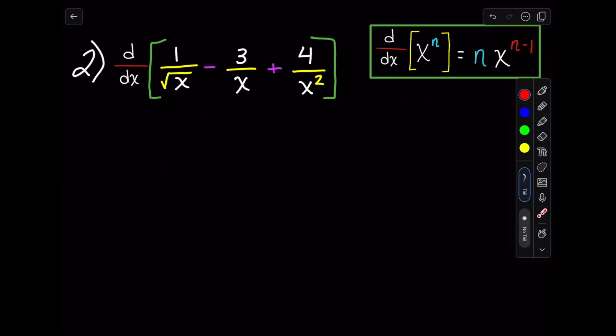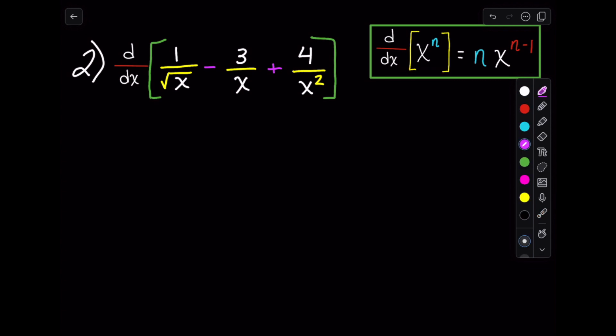When we have a function containing multiple terms with exponents, we can treat each term as its own mini function and take the derivative of each one at a time. However, the first step we need to do is get all these terms in the form of x to the power of n.